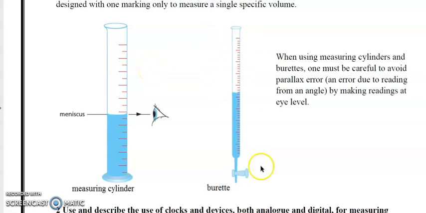For example, take a look at this burette. It's meant to measure 50 cubic centimeters, and this measuring cylinder is meant to measure less. Can you see that there's a lot of spacing between the graduations? It means that even if you pour some liquid in there, it's very easy to get accurate results. So this is stuff that we need to know.